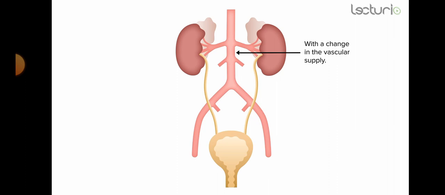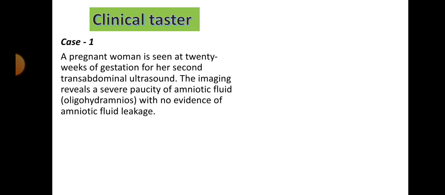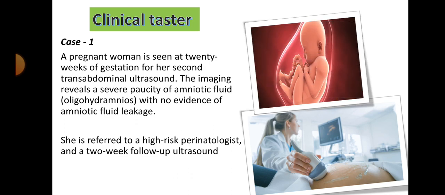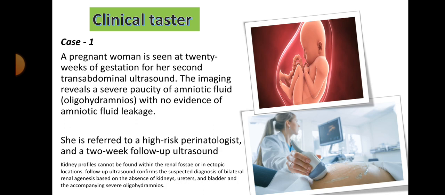I am going to now present to you again the clinical taster which we saw, and come back to the case and try to solve it. Less amniotic fluid, no leakage. So what could be the cause? Renal agenesis. That is the suspected diagnosis of bilateral renal agenesis resulting in oligohydramnios.